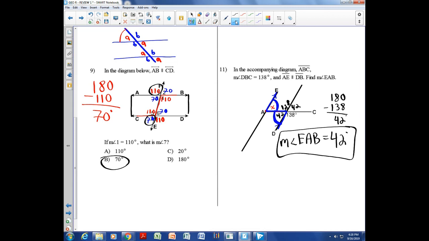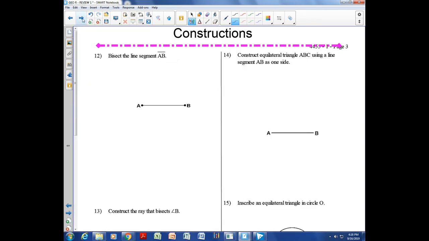That leaves us just a couple constructions. The few constructions that are going to be mandatory on your exam, I'm just going to do those here on the review video, and the bonus ones we'll just do in class. So here we go. Number 12, bisect a line segment. Bisecting a line segment is not very difficult.